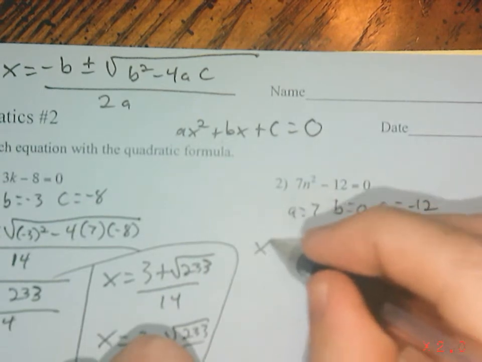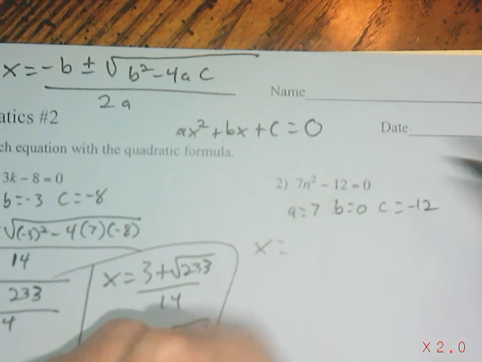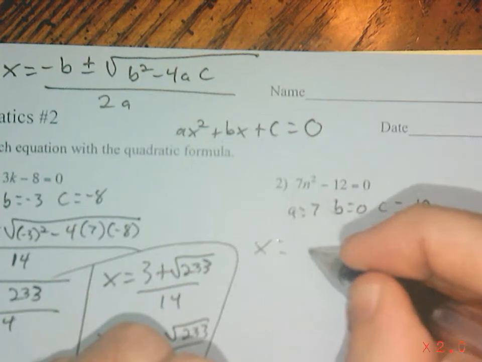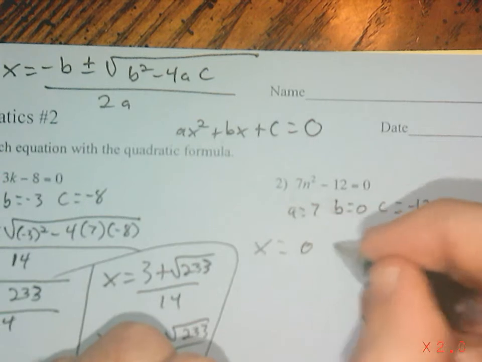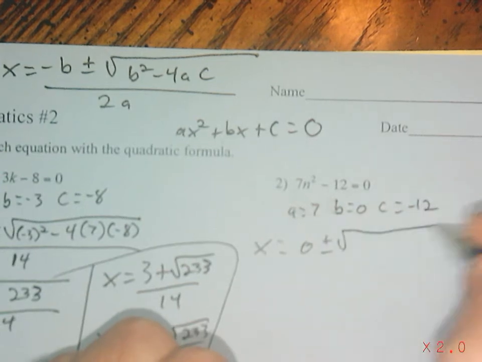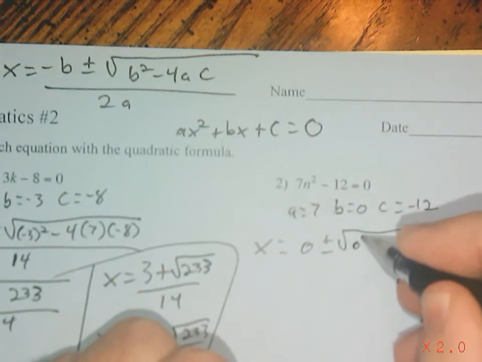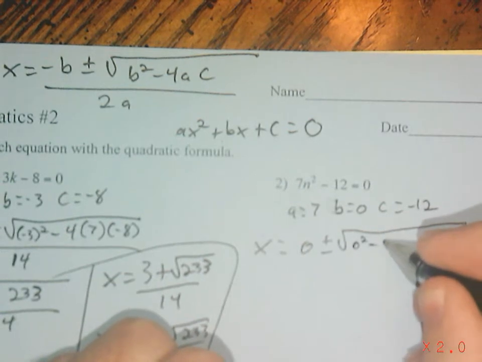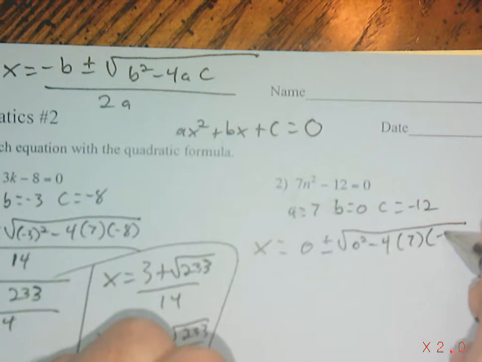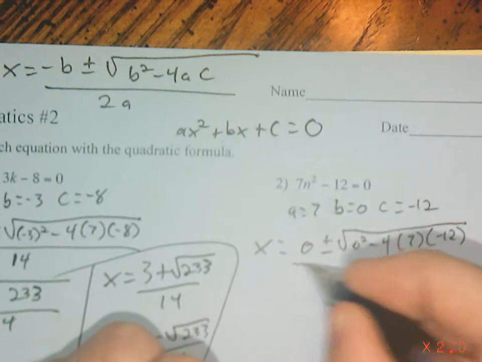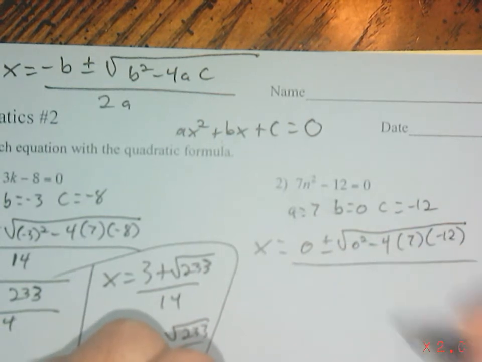So I'd have x is equal to negative b, so negative 0. So I'm just going to put 0, plus or minus the square root of 0 squared, which is just 0, minus 4 times a, which is 7, times c, which is negative 12, all over 2 times a, which is 14. Okay.